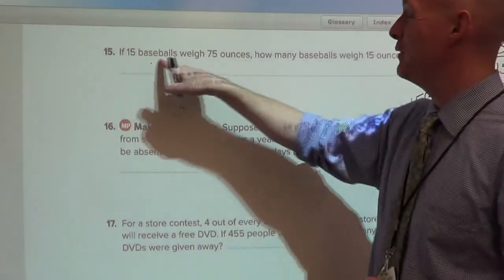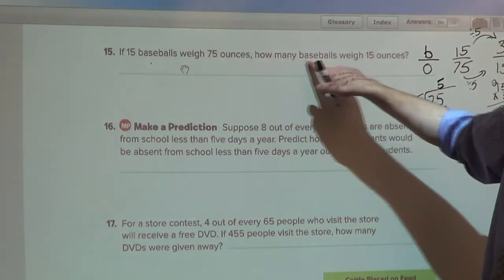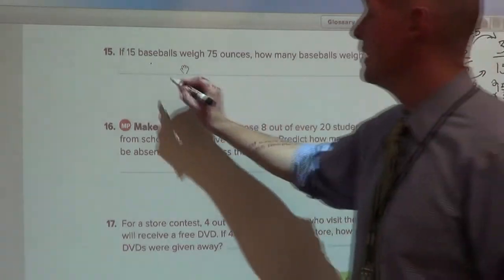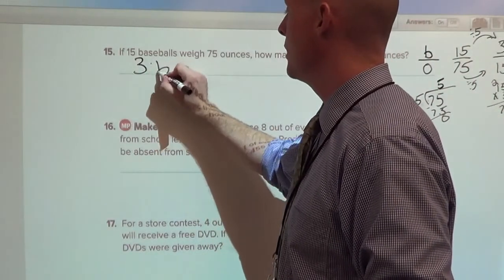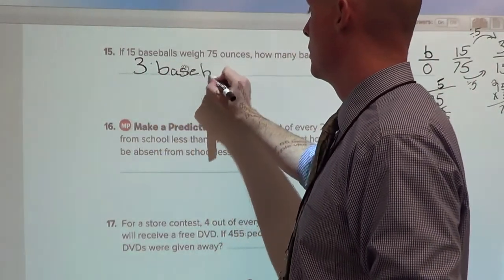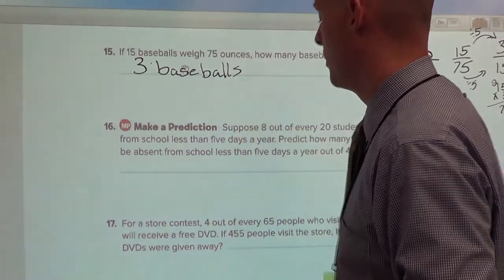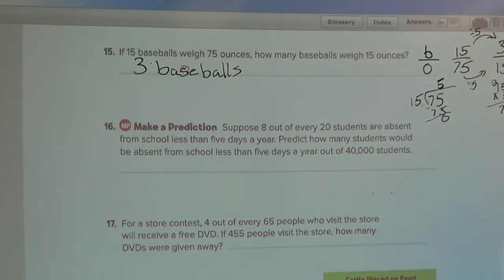So it says, if 15 baseballs weigh 75 ounces, how many baseballs weigh 15 ounces? The answer is 3 baseballs. Perfect. Let's move on to the next one.